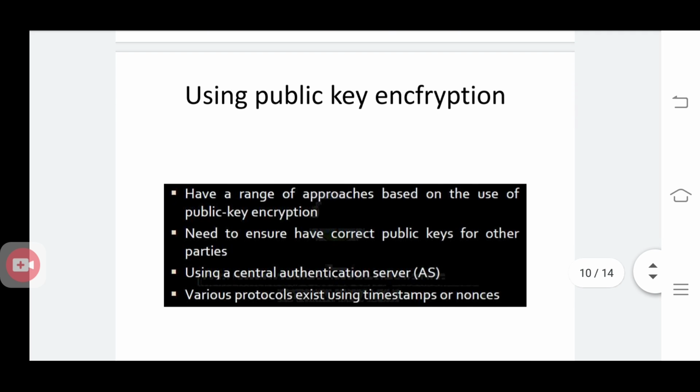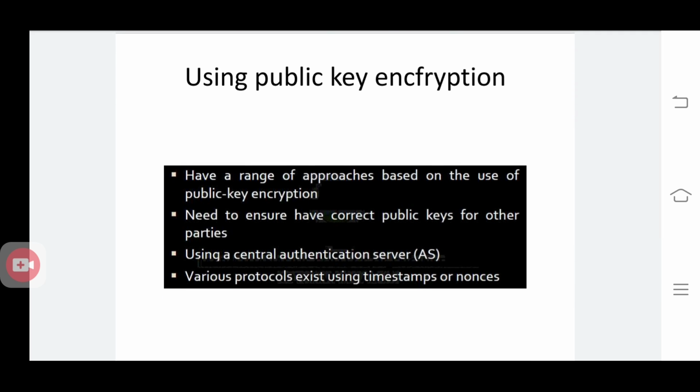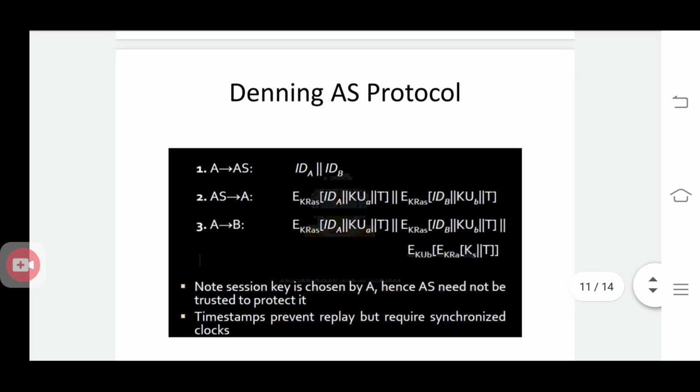And the next one is using public key encryption. So first we used symmetric encryption. For that we used two protocols: one is the Needham-Schroeder protocol and another one is the Neuman protocol. Here we can use a public key approach. For that we use an authentication server, a central authentication server instead of a key distribution server. Okay, and here we are not using any secret keys, we are using just public keys. So for that we use one protocol, that is the Denning AS protocol. AS is the Authentication Server protocol. Clear?